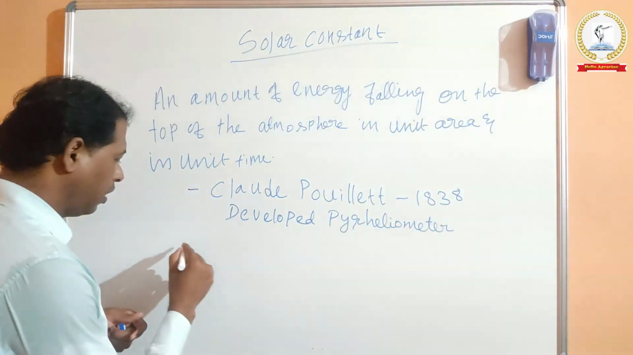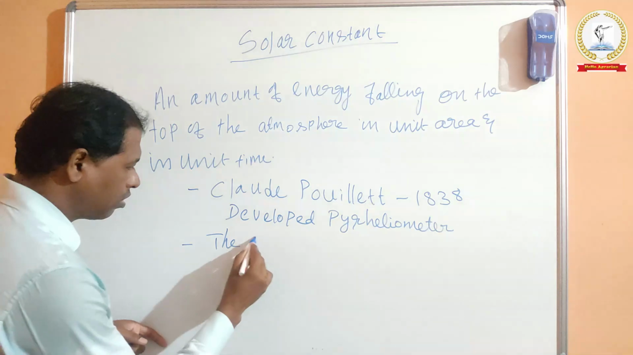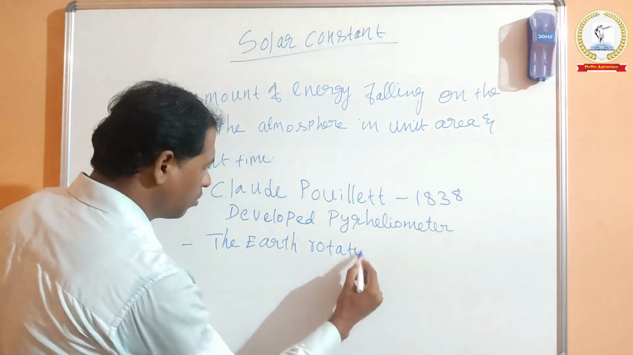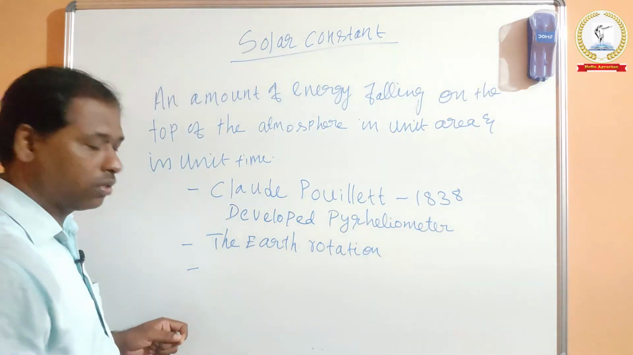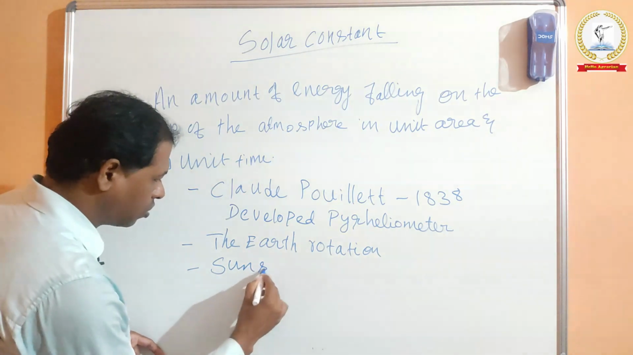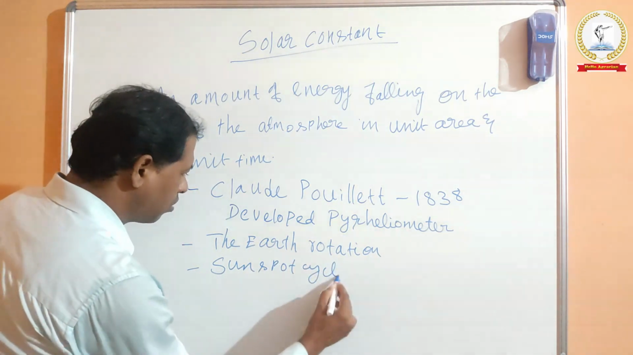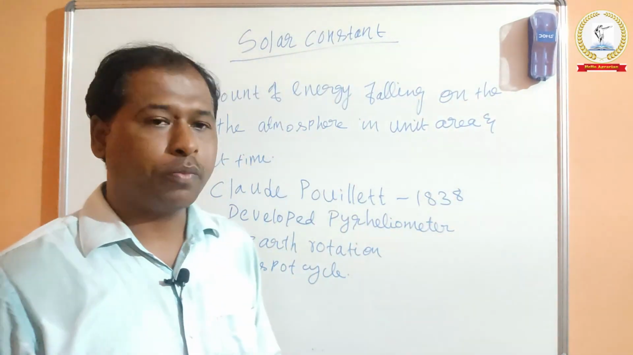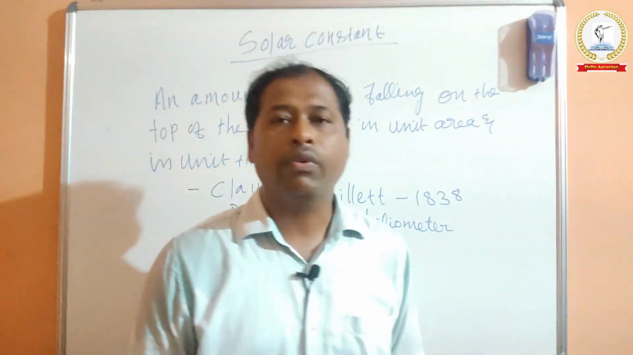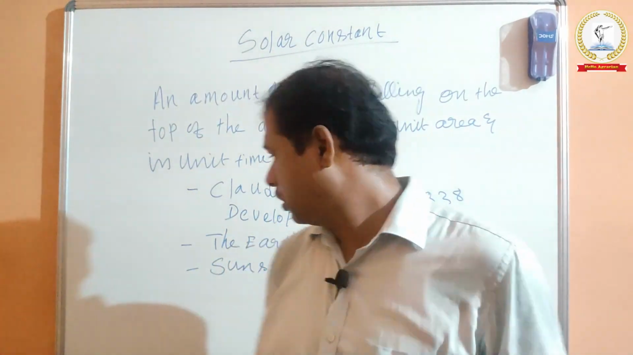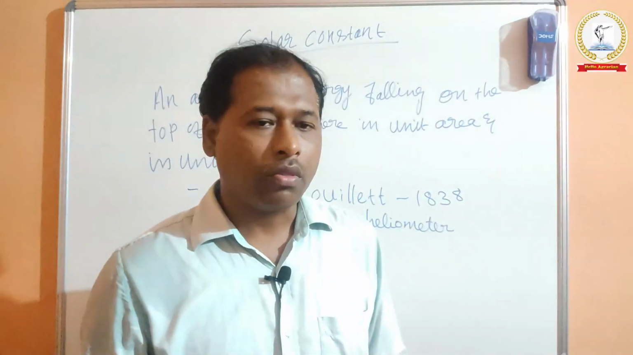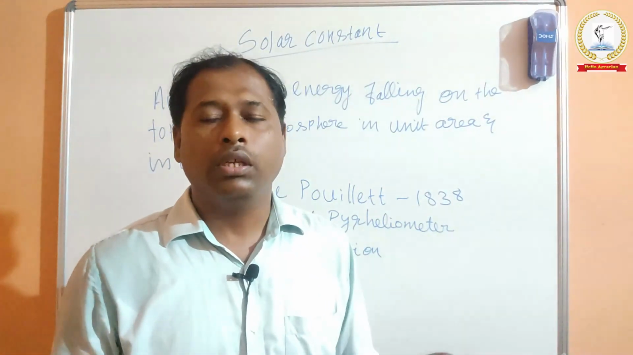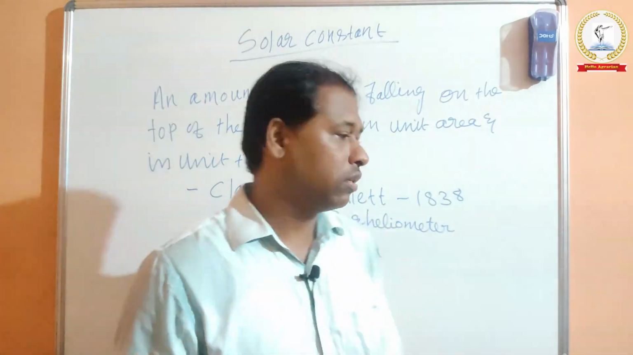One is the earth rotation, and the second one is the sunspot cycle. Okay, the first factor is the earth rotation and the second one is the sunspot cycle. You look at here, in our last video also we discussed this earth rotation. As we all know, our earth rotates on its own axis and revolves in an elliptical orbit around the sun.